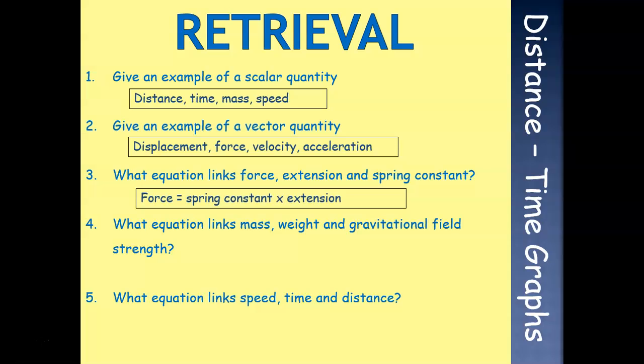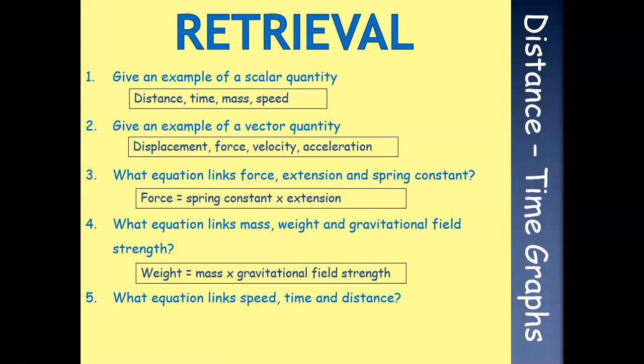What equation links mass, weight and gravitational field strength? So another equation you need to know for your exam. That's weight equals mass times gravitational field strength. And finally, what equation links speed, time and distance? Speed equals distance divided by time. Make sure you pause the video, green pen your answers and make sure you've got all those answers down.